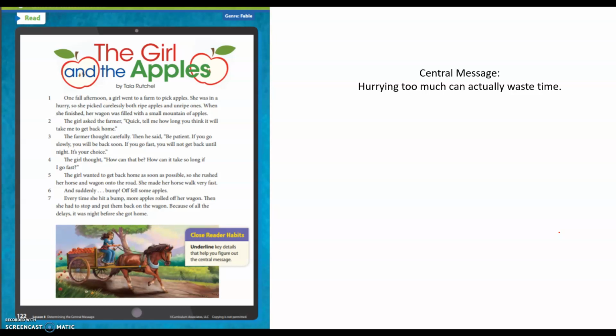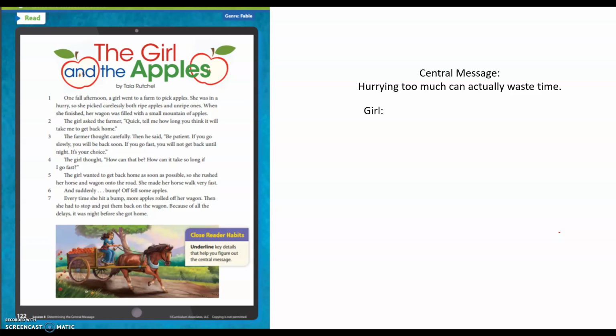It's your choice." The girl thought, "How can that be? How can it take so long if I go fast?" The girl wanted to get back home as soon as possible, so she rushed her horse and wagon onto the road. She made her horse walk very fast, and suddenly, bump! Off went some apples. Every time she hit a bump, more apples rolled off her wagon. Then she had to stop and put them back on the wagon. Because of all the delays, it was night before she got home.